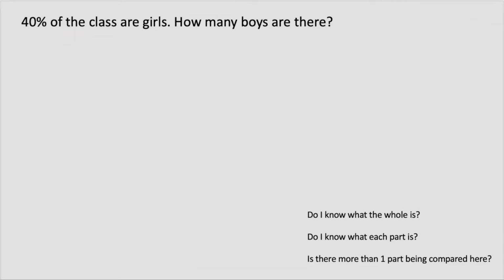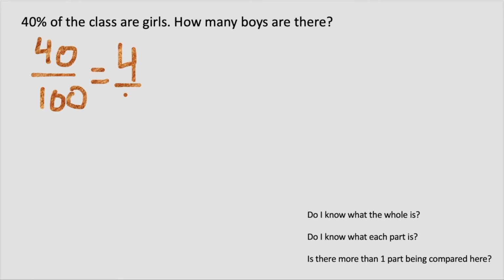Okay, what if I asked a question like this and I was going the other direction? So I have 40% of the class are girls. How many boys are there? So I know that girls is 40. This is the fraction, right? I can change it to the fraction. And 40 over 100 is the fraction of girls, and I can put it into lowest terms.